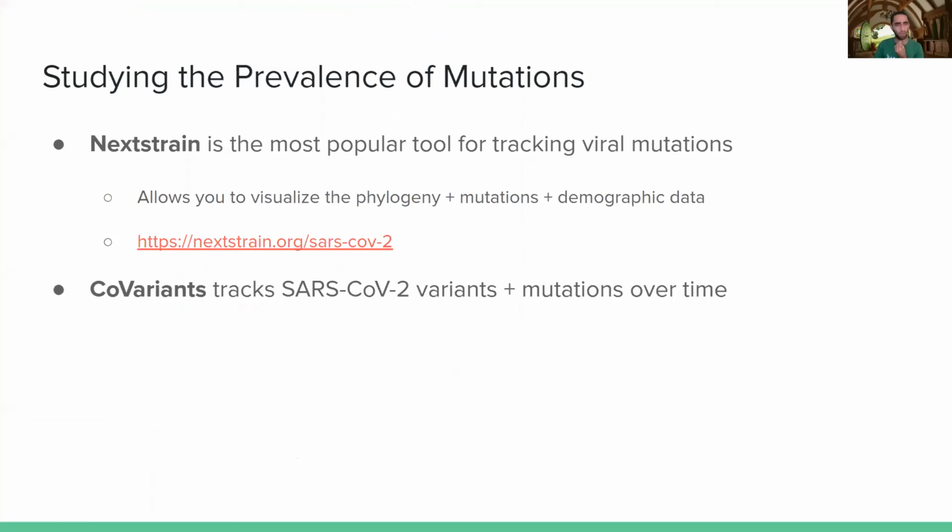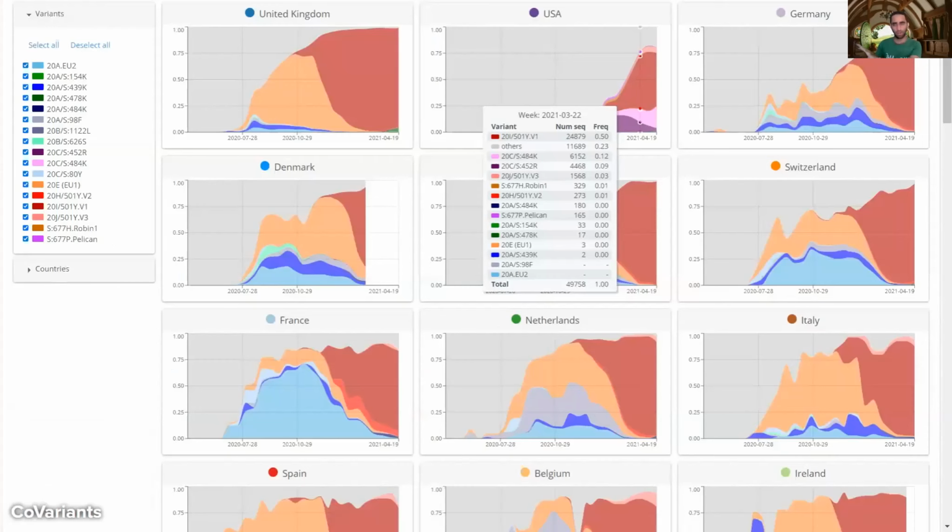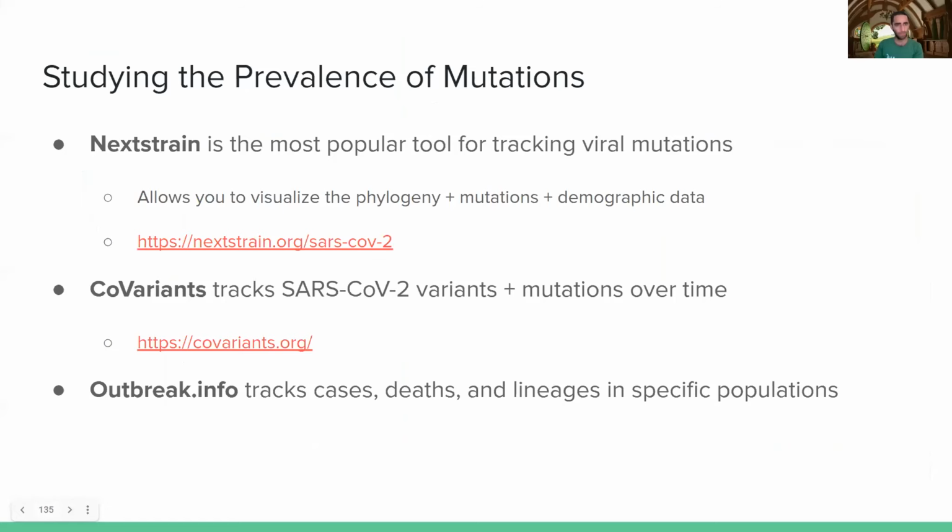Covariants is another popular tool for tracking SARS-CoV-2 variants and mutations over time. Here's a link, and some of the visualizations you can get are, if you have a community of interest, you can populate this list with which lineages you're interested in, and it'll show the proportion of each lineage over time. So you can see if one is overtaking the others. It's a cool tool to play around with.